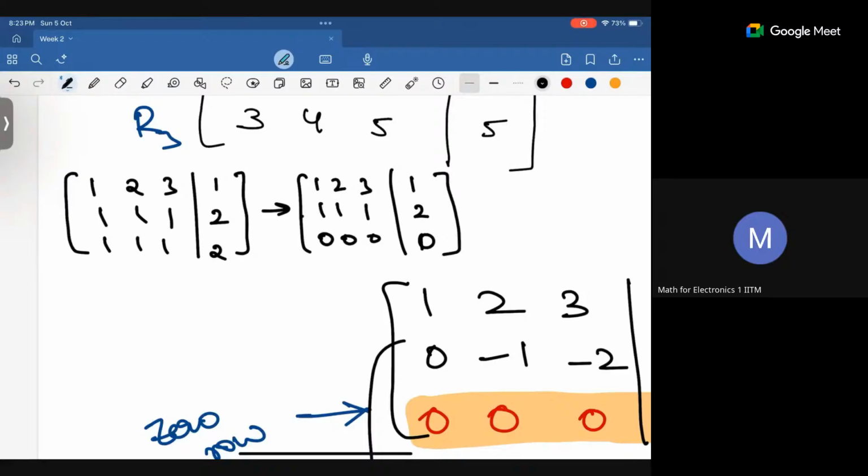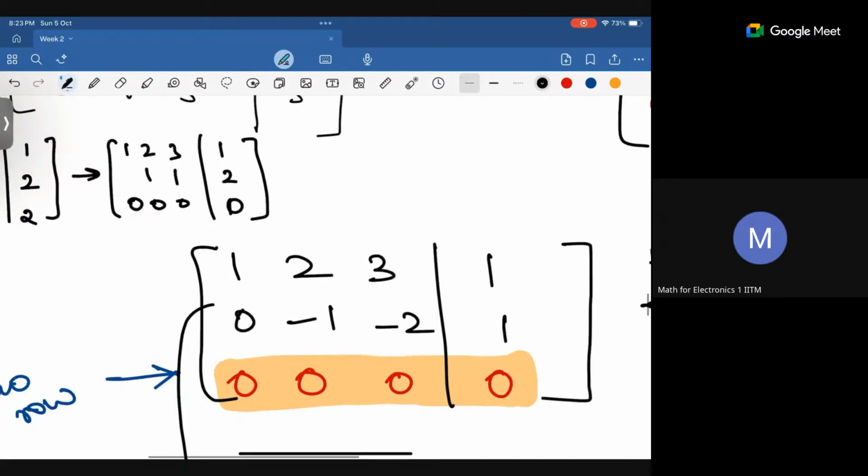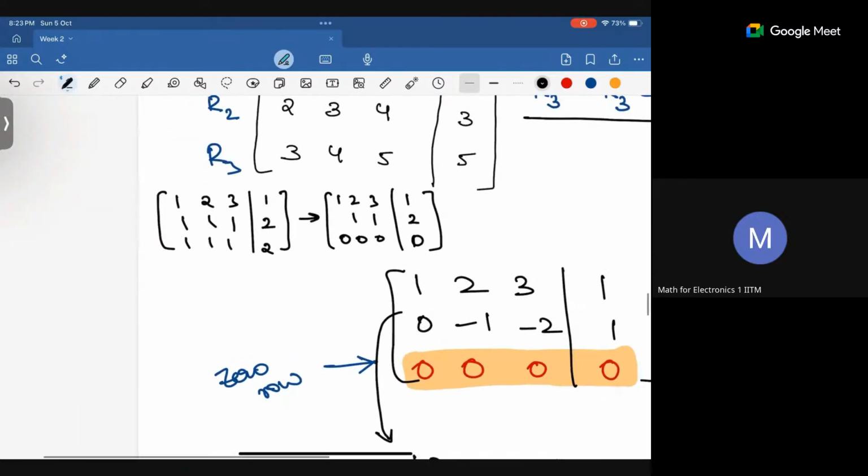Then if you subtract R2 minus R1 to make this 0, so this also should be 0, right? In order to make it 0, if you do R2 minus R1, you will get the same thing that we did. Like you'll get 1, 2, 3, 0, minus 1, minus 2. You can do whichever way you want, but ultimately it should be in the reduced row echelon form.